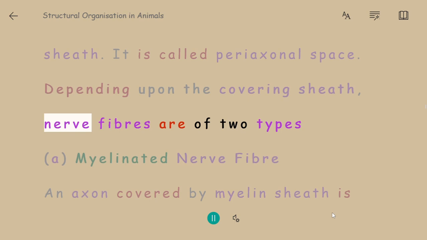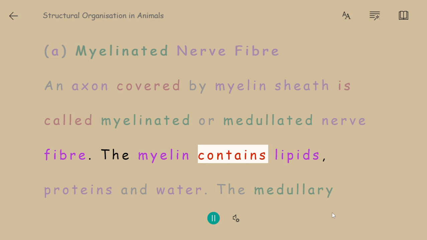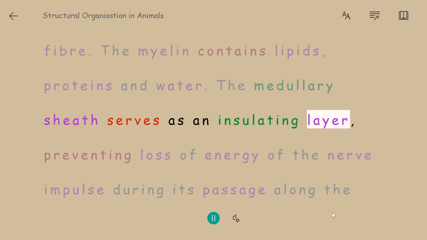A. Myelinated nerve fiber. An axon covered by myelin sheath is called myelinated or medullated nerve fiber. The myelin contains lipids, proteins, and water. The medullary sheath serves as an insulating layer, preventing loss of energy of the nerve impulse during its passage along the fiber.